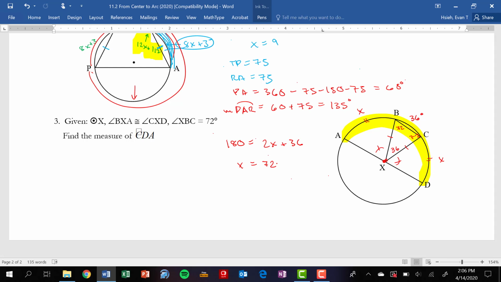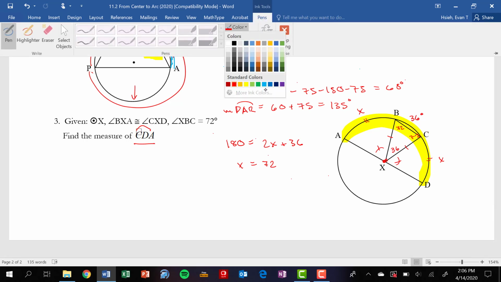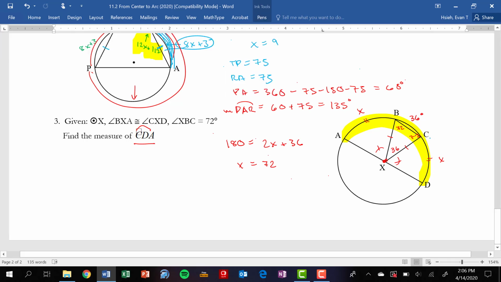And once I find that, I'm looking for the measure of arc CDA. So I'm looking for the measure of this arc right here, all the way from here over to there. I know that x here is 72, and I know, of course, that this is a semicircle, so this is 180. So the measure of this is equal to 180 plus 72, or it's equal to 252 degrees.